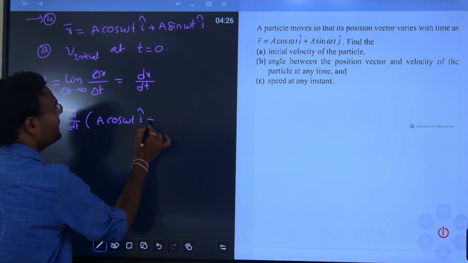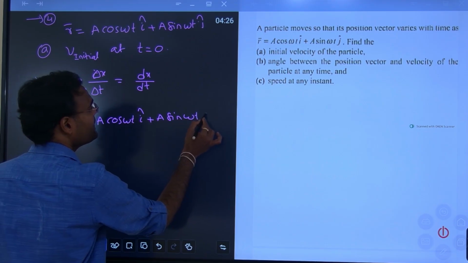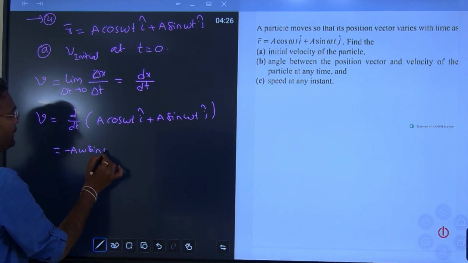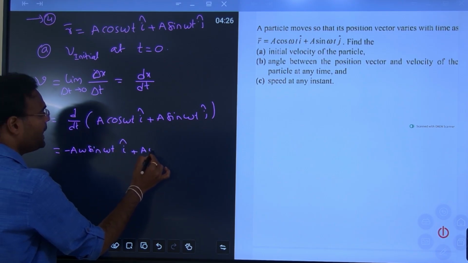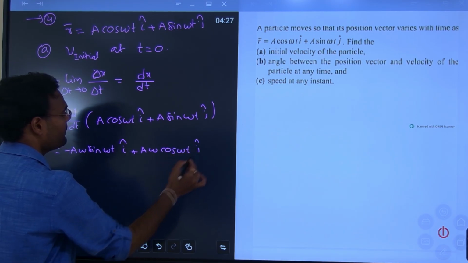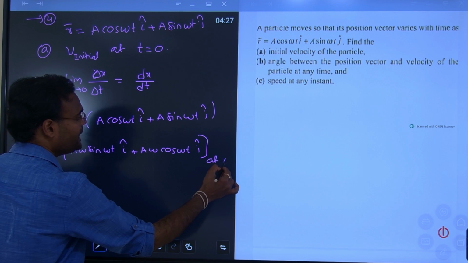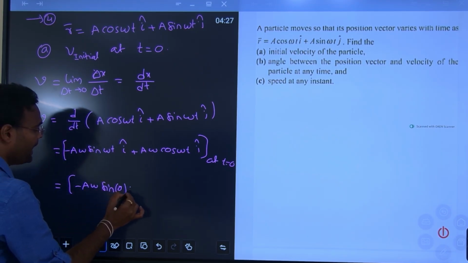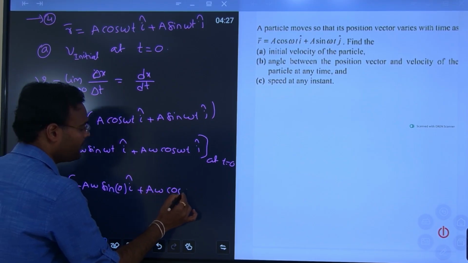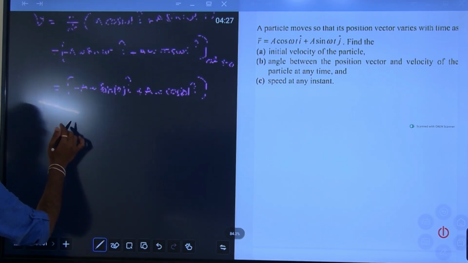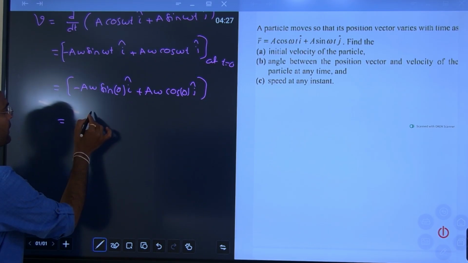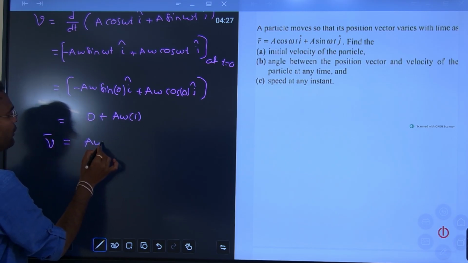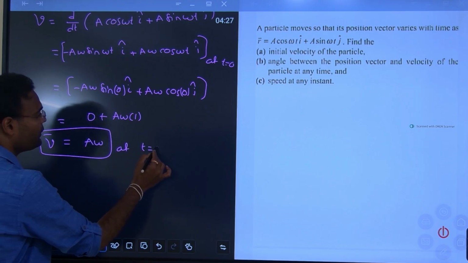Now the velocity will be d by dt of the position vector, which is given as a cos omega t i plus a sin omega t j. By differentiating, this is minus a omega sin omega t i plus a omega cos omega t j. They are asking for the initial velocity, meaning at t equals 0, this will be minus a omega sin 0 i plus a omega cos 0 j. Now sin 0 is 0, and cos 0 is 1, so the velocity is a omega at time t equals 0. That is the first one.